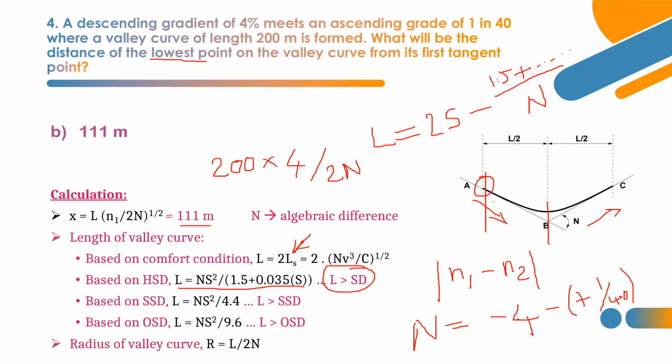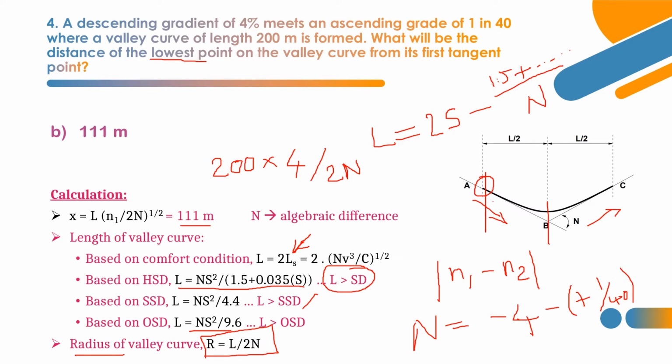L is equal to N S square by 1.5 plus 0.035 S. In the same way, for SSD, L is equal to N S square by 4.4 when L is greater than SSD. When L is less than SSD, it is 2S minus 4.4 by N. And for OSD, L is equal to N S square by 9.6. When L is less than OSD, it is 2S minus 9.6 by N. How to calculate the radius of the valley curve? It is given by this formula: radius is capital L, the length of the valley curve, divided by 2N. So these are some important points about valley curve calculation.